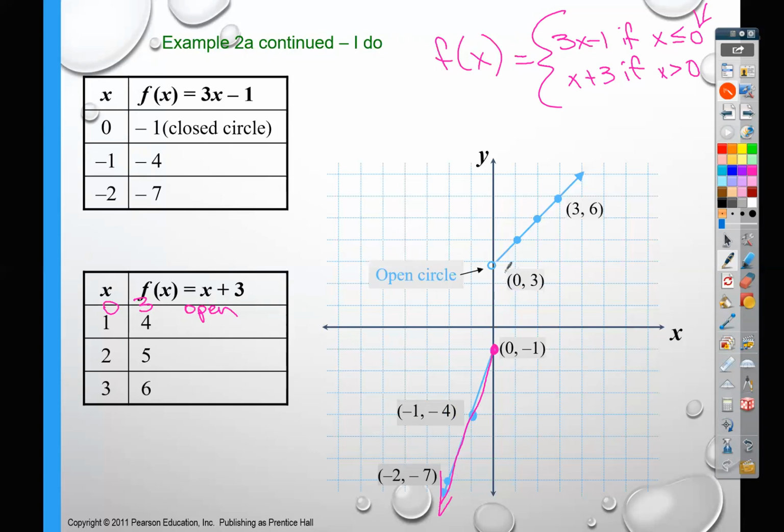For the second one, I'm going to start at my domain restriction, which is 0, and that's going to be an open circle because it was greater than, not equal to. And then I'm going to plot (2, 5) and (3, 6), and I'm going to go in that direction. That is how you plot a piecewise function.